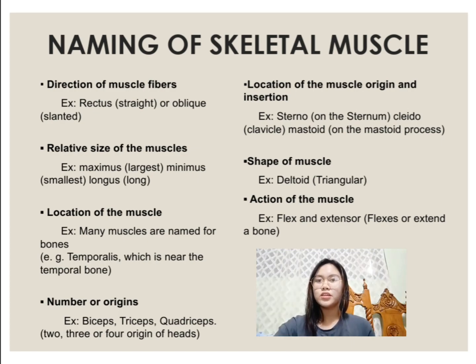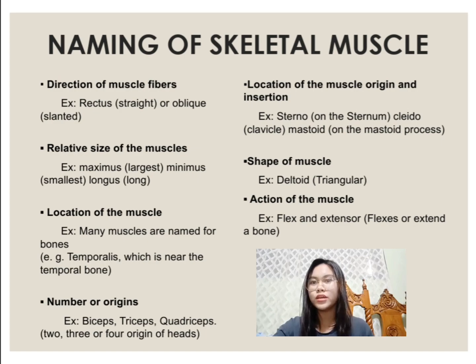Third is, of course, the location of the muscles. A little trivia: many muscles are named after the bone that they are attached or near to, like for example our temporalis. This is where the temporal bone is located. Next is their number of regions. That includes our biceps, triceps, and quadriceps. These muscles are named after two, three, or four regions or heads.